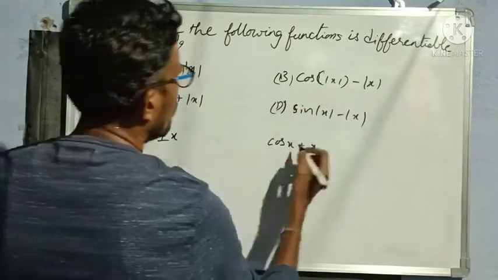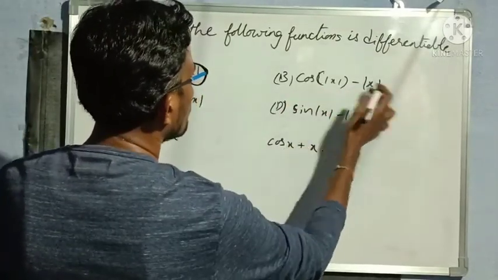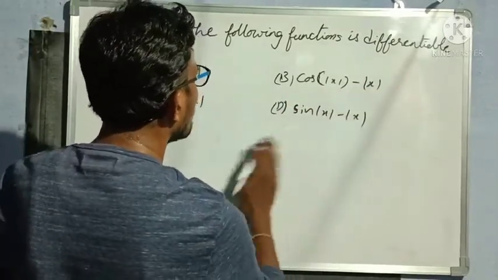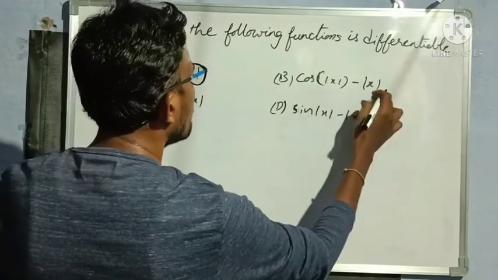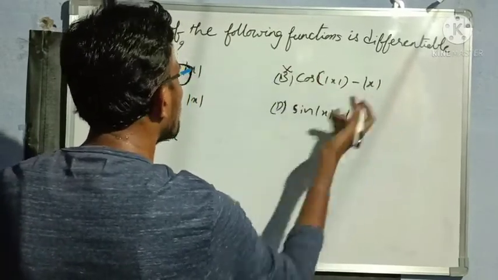So here also cos x, if I take mod x here, cos x minus mod x, this is also not derivable. This is derivable, and this is minus non derivable. So derivable minus non derivable is non derivable.